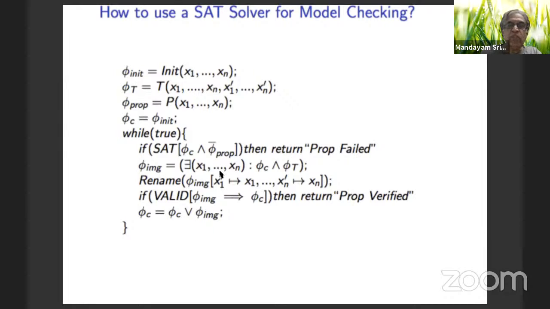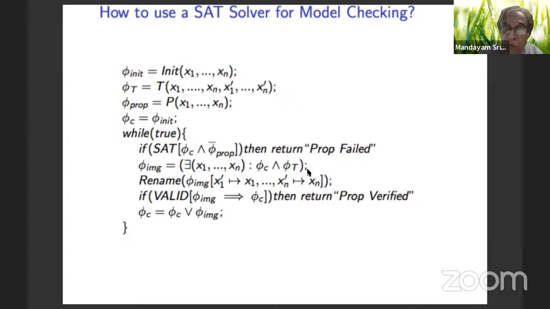If not, you have to compute the image of the current accumulated set of states using phi t, and this is the image. SAT solvers usually only work on quantifier-free propositional logic. You can eliminate this quantifier by just plugging in zeros and ones for these variables and taking the disjunction.